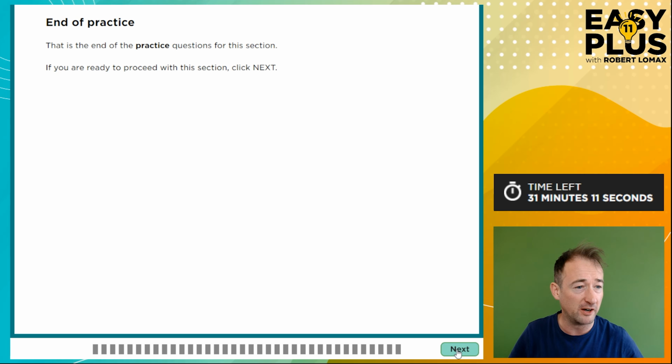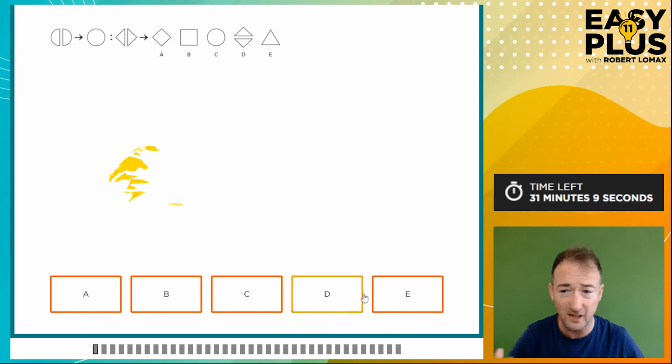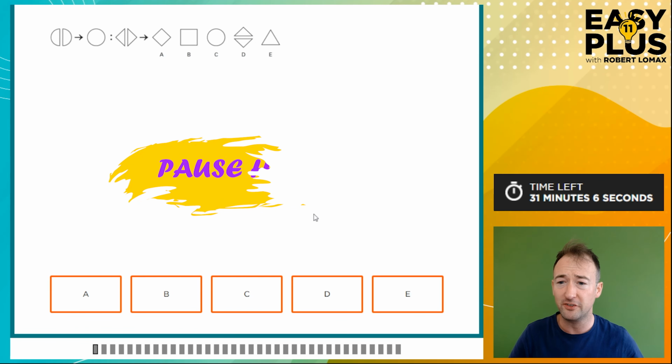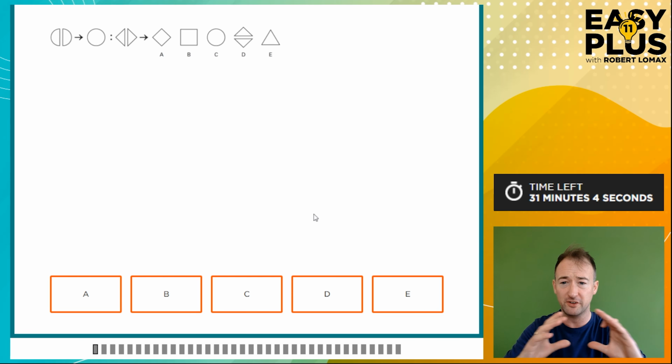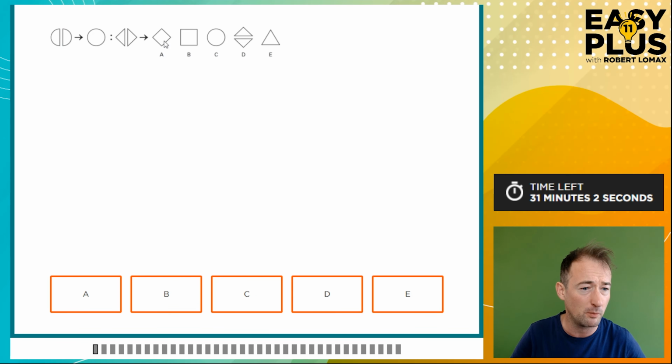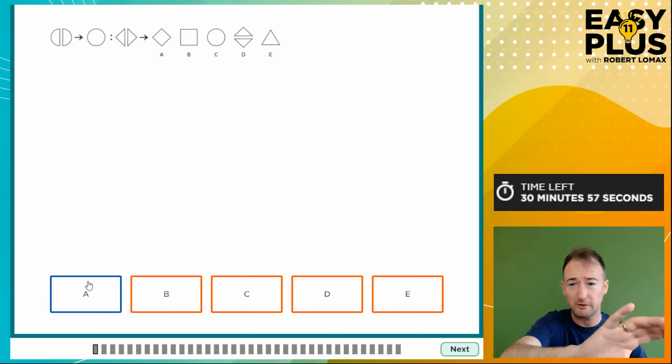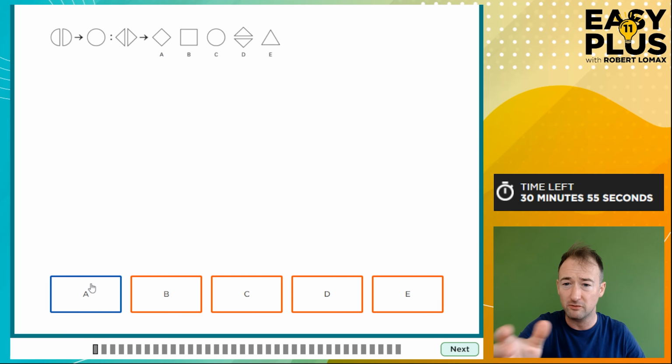And now we're at the end of the practice, but the clock is already going, so we don't waste any time when we carry straight on. So you can see that the two halves here are coming together into a circle. Clearly these two things are going to come together into shape A. Take a moment to glance at the other options to make sure there isn't something really similar that could be causing us confusion here. There isn't.